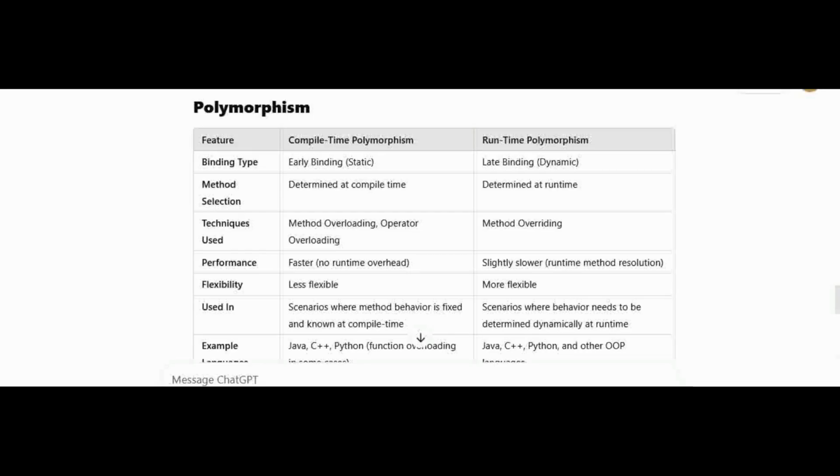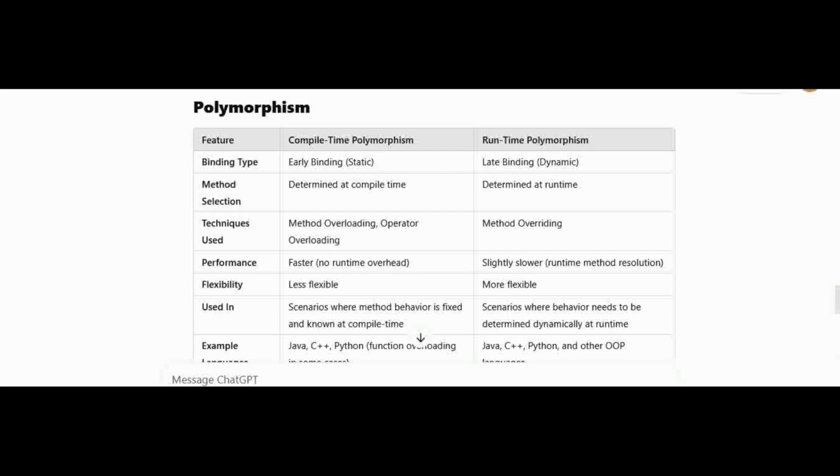Techniques used. Compile time uses method overloading and operator overloading as its techniques, while runtime polymorphism uses method overriding. Performance. Compile time polymorphism is faster, with no runtime overhead, while runtime polymorphism is slightly slower due to runtime method resolution.